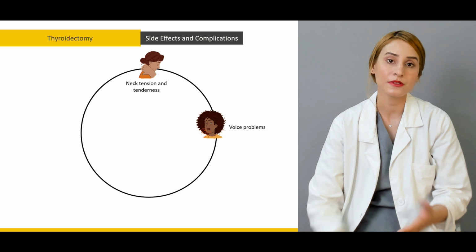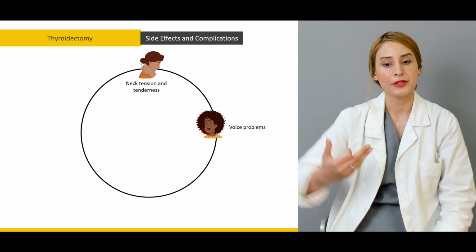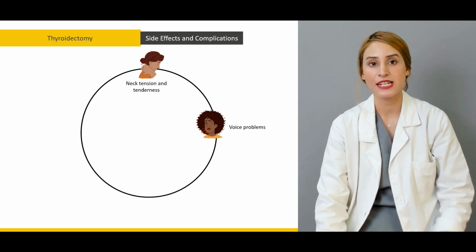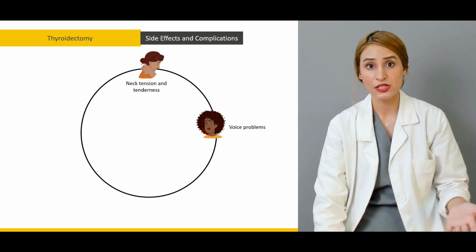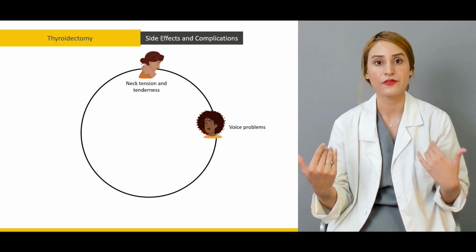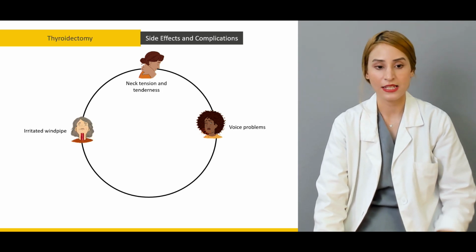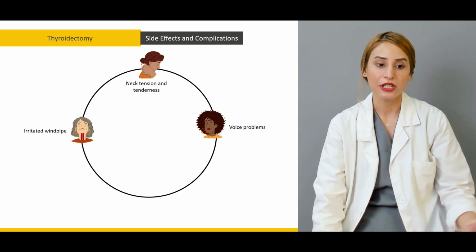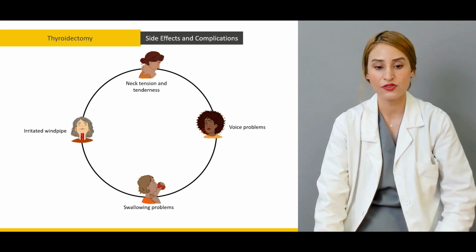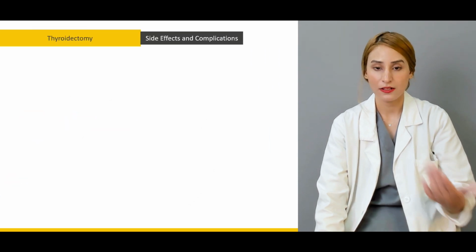Why the voice problems? Because if there is damage to the recurrent laryngeal nerve, the patient can have hoarseness. If the right side recurrent laryngeal nerve is damaged unilaterally, there's hoarseness, and if both the right and the left recurrent laryngeal nerves are damaged bilaterally, the patient can present with respiratory symptoms and respiratory insufficiency. There can be irritation in the trachea, the windpipe. There can be swallowing problems as well, and other complications.